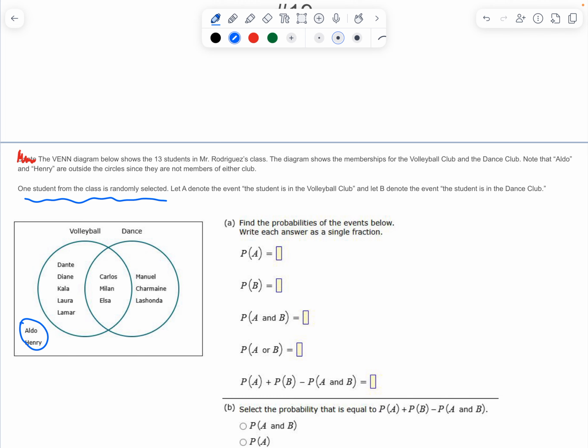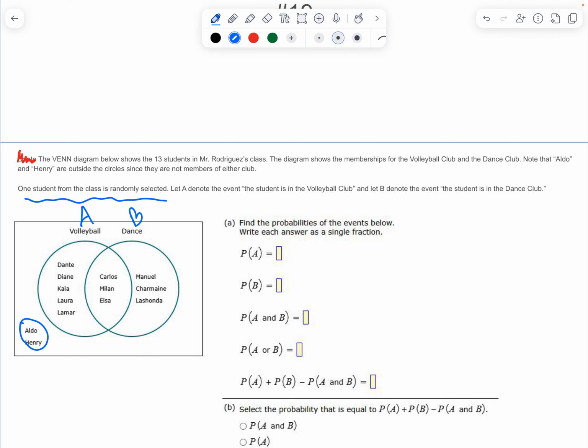Let A denote the event the student is in the volleyball club. So that's A. And let B denote the event the student is in the dance club. We'll call this set A and set B. Find the probabilities of the events below. Write each answer as a single fraction.